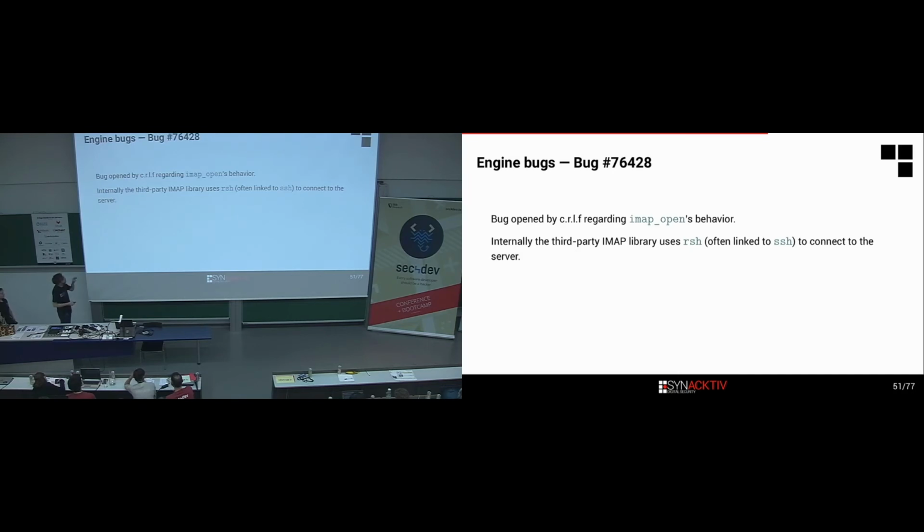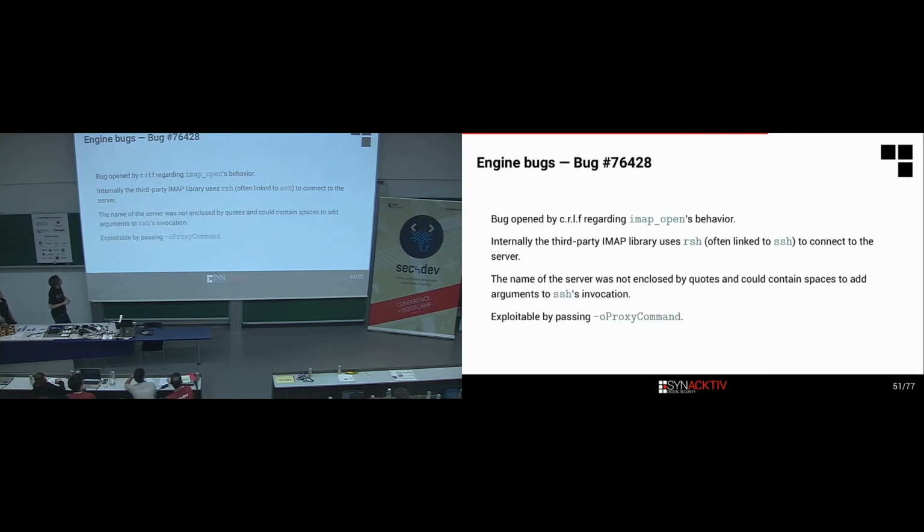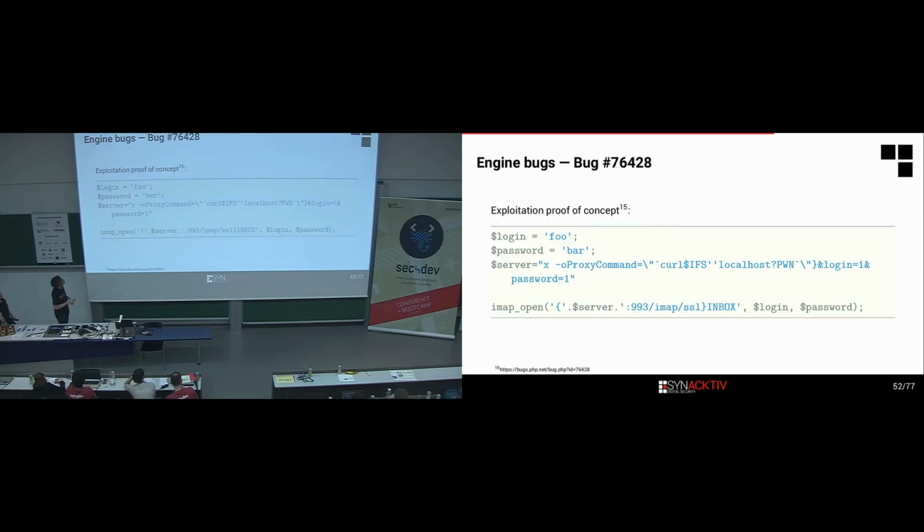It's obsolete and was abandoned for, if I remember correctly, like 10 years, but they were still using it. And it was using the binary called RSH, which is often linked to SSH, to connect to the remote server. However, the name of the server was not enclosed by single quotes, and attackers could add spaces and dashes to add options to the SSH call. Unfortunately, SSH supports a parameter called ProxyCommand, which forces it to execute an arbitrary command before trying to connect to the server. So we could get code execution, for instance, using this kind of payload.